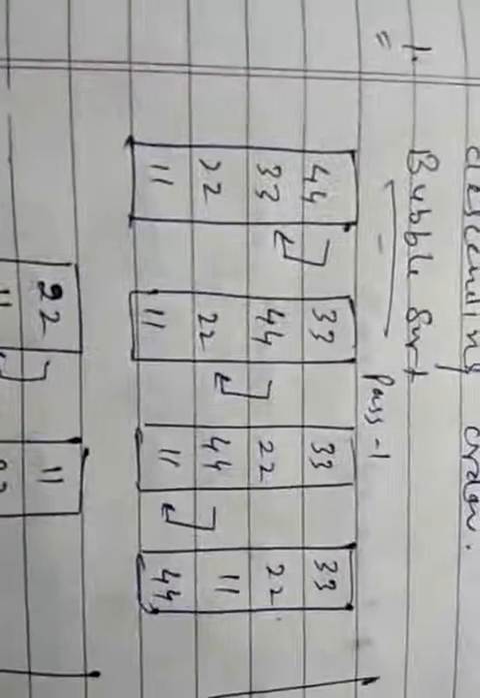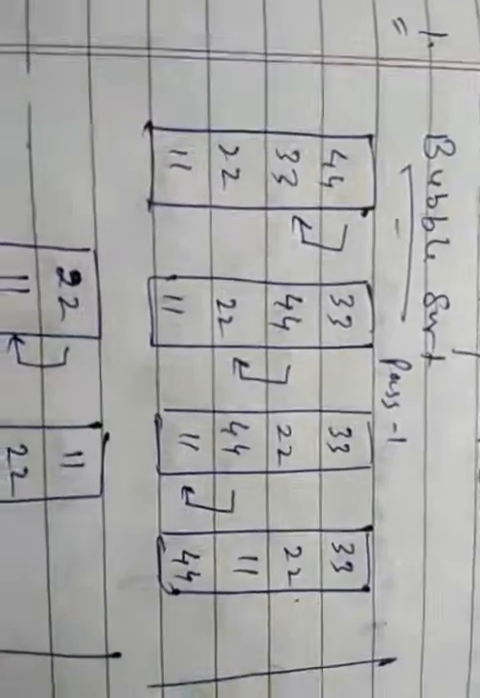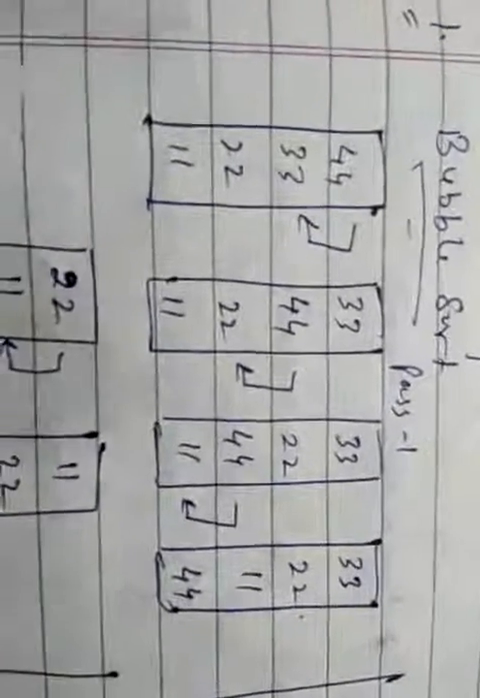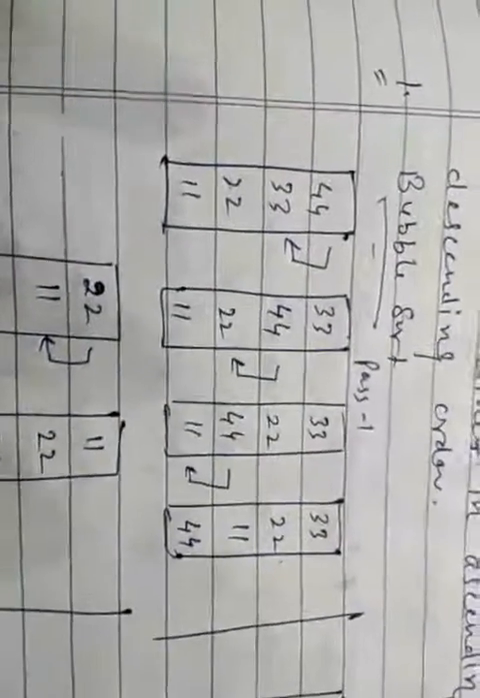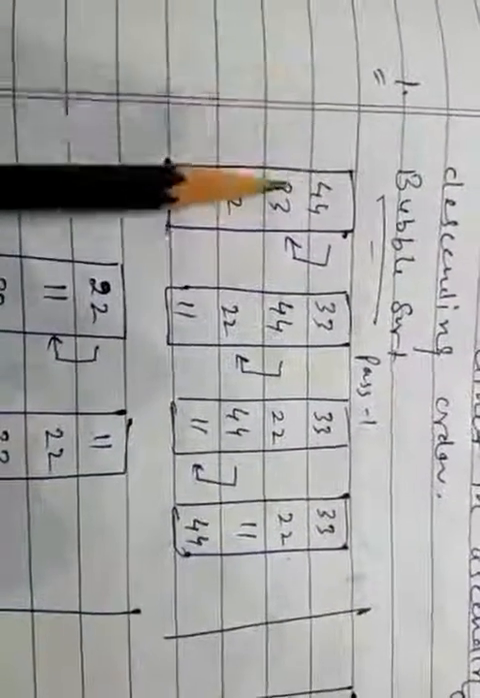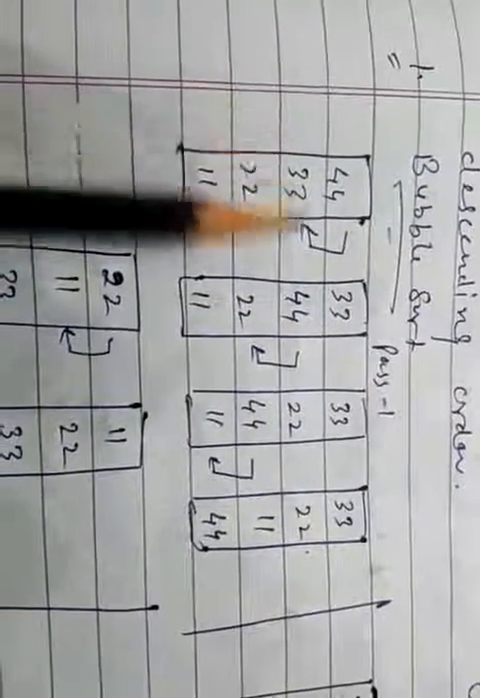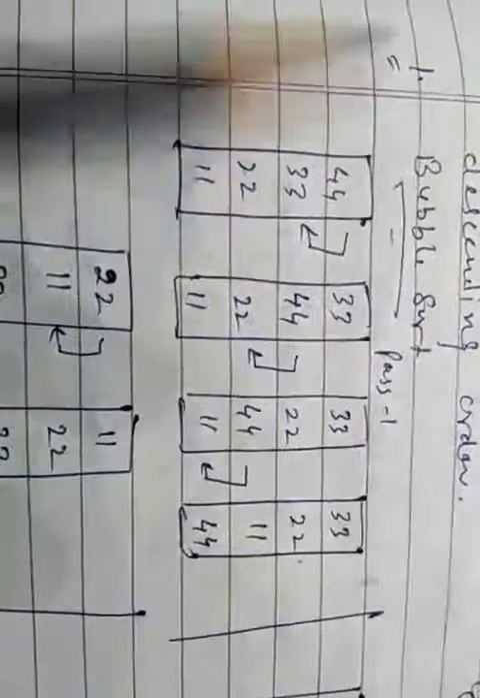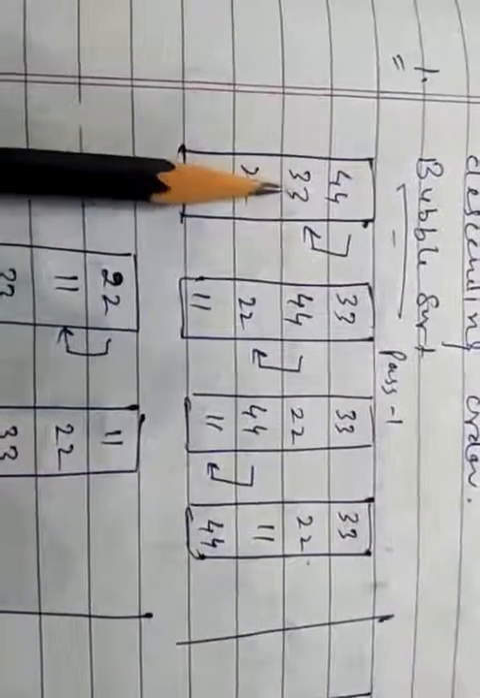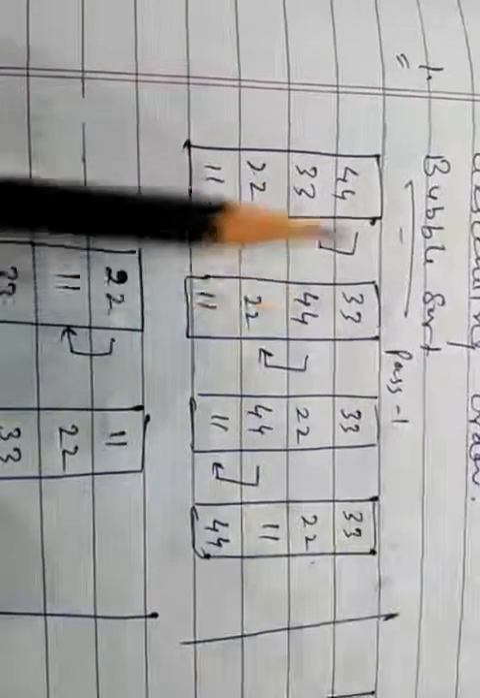So in bubble sort, suppose the numbers are 44, 33, 22 and 11, and now we want to arrange these numbers in ascending order. If there are 4 numbers, then this array will be sorted in 3 passes. There is a formula: number of passes will be number of elements minus 1. In this, two consecutive numbers will be compared. So in the first pass, 33 will be compared to 44. If this is less, then this will be swapped with 44.